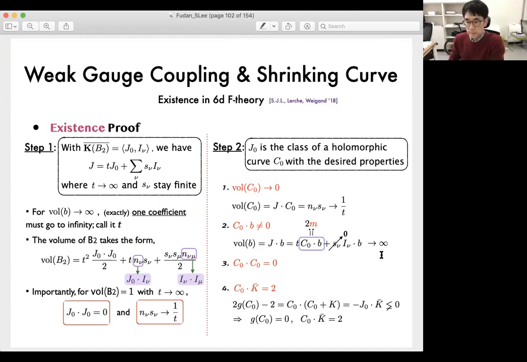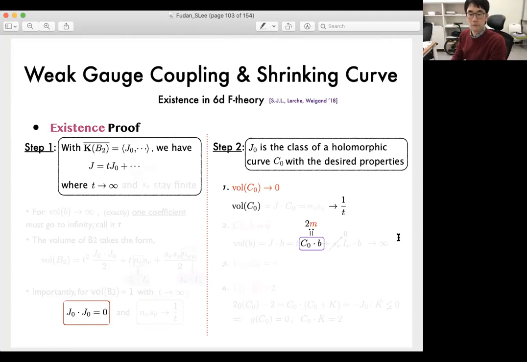I'm showing you this slide for too long, but I'm not going to bother you with the tedious details written here. Let me just quickly go through the key ideas. The major task here is to characterize the form of the Kähler class in an arbitrary weak gauge coupling limit. The Kähler class in the limit turns out to involve precisely one large Kähler parameter T associated with some Kähler cogenerator, which I denote as J0 here. Then necessarily J0 must square to zero, because otherwise the volume of B2 will diverge. Then in step two, the shrinking heterotic curve C0 is identified with this J0. In particular, we can show that the volume of such a curve C0 converges to 1 over T, where T is this large Kähler parameter characterizing this weak gauge coupling limit.